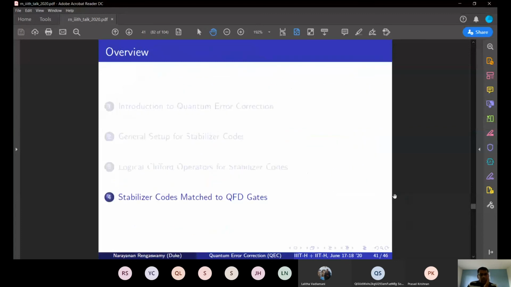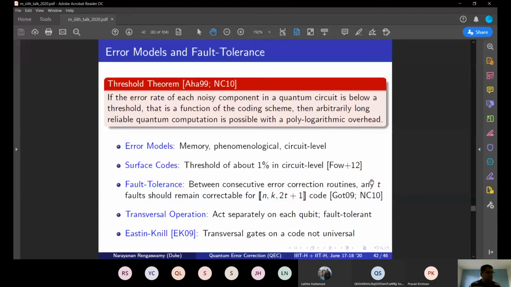And so coming to this fault tolerance, sorry, please give me like 2 minutes. I'm going to finish.